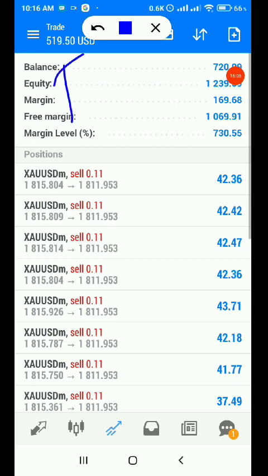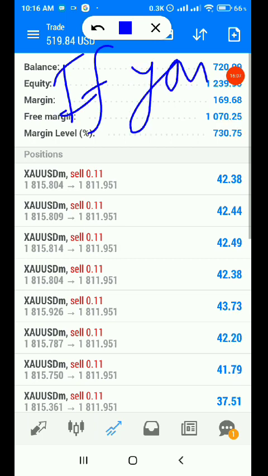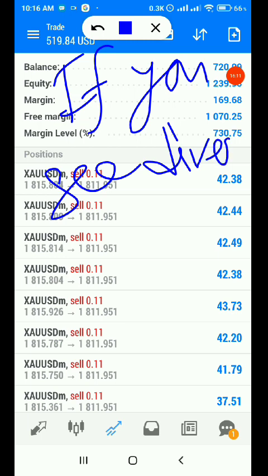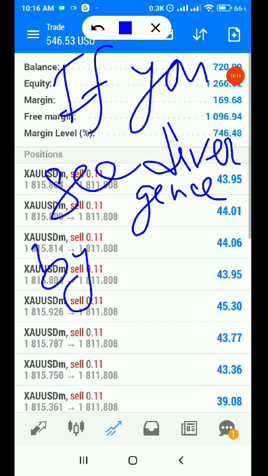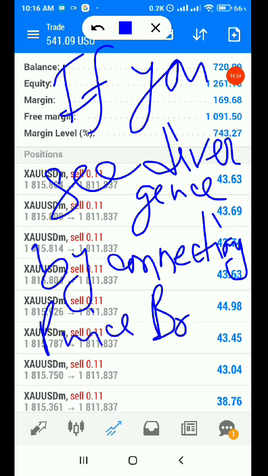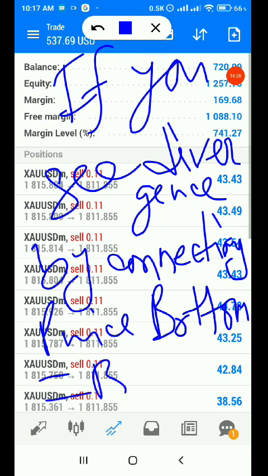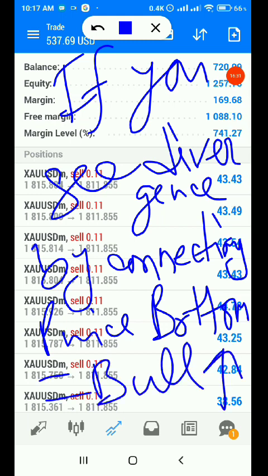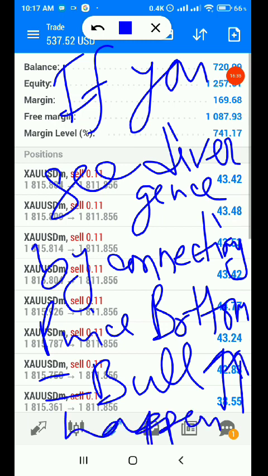So connecting price top is bearish divergence, and if you see divergence by connecting bottom, bottom means price bottom, then you have to connect also the RSI bottom. So price bottom and RSI bottom make you a bullish divergence, that is an uptrend indication.